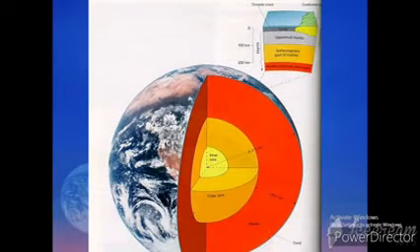It is followed by the uppermost part of the mantle. Then comes the asthenosphere or the inner mantle. Then comes the outer core, and after that comes the inner core.